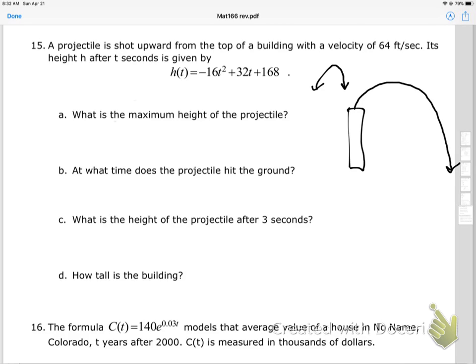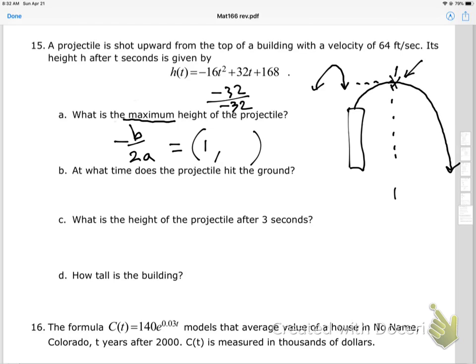So, right, the maximum height of the projectile. We have to find the vertex. We have to do negative b over 2a. When I see maximum, I'm thinking vertex. So something up here, wherever that maximum is. Negative b over 2a is negative 32 over 2 lots of negative 16. That equals 1.